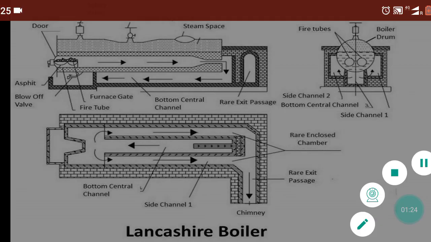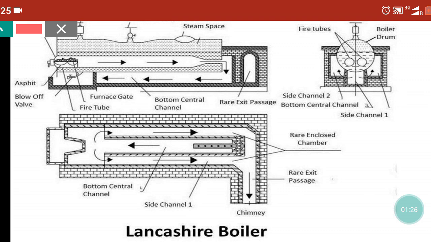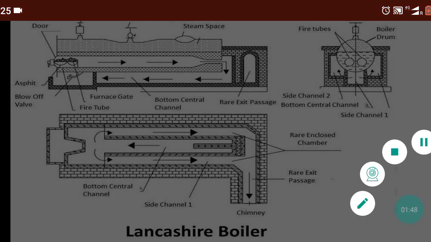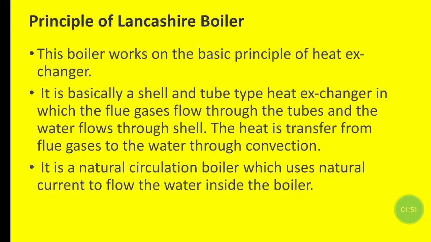Friends, here we can see that this Lancashire boiler is also called a tube and shell type of boiler. Here the shell is this. This is the shell or water drum where the water is inside this drum, and these two are the fire tubes where the hot gases flow. Now, it is a natural circulation boiler which uses natural current to flow water inside the boiler.